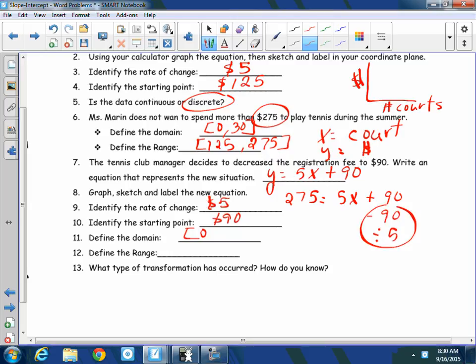Please be careful with the calculator. And then I'm going to do that to the 275. What do we got? 18. 18? Okay. 37 or 18? It has to be bigger, right? Because now that y-intercept went down.